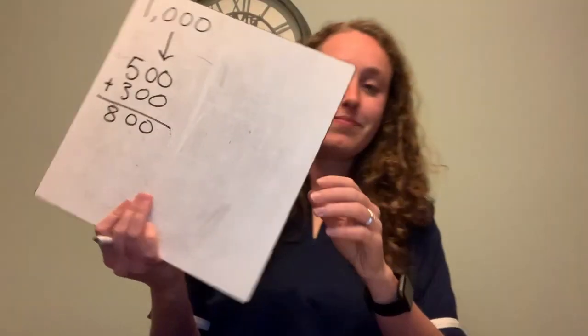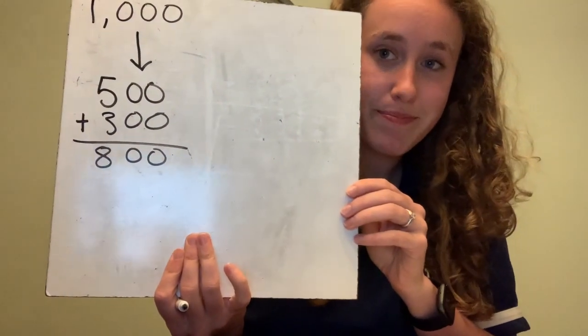The next sentence says, another 300 milliliters of sauce is added back in. Added, that's a keyword that tells us, of course, to add. 500 plus 300. Use your mental math to get 800.